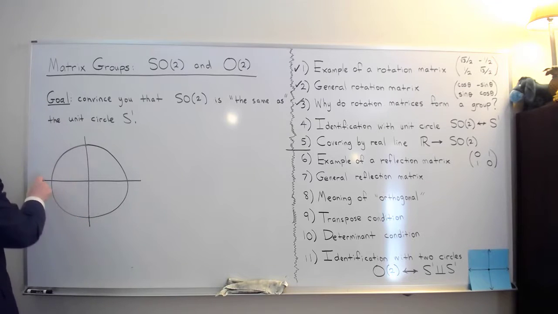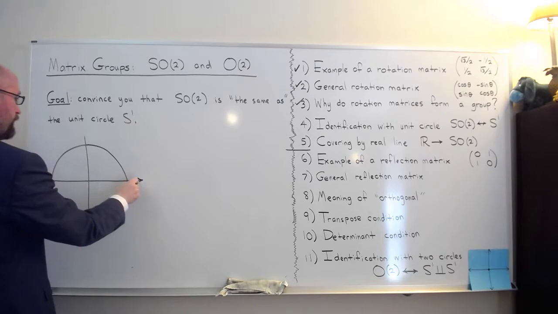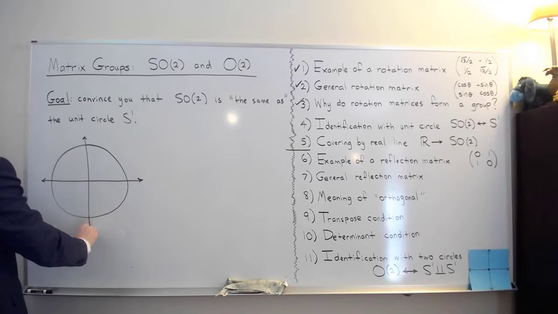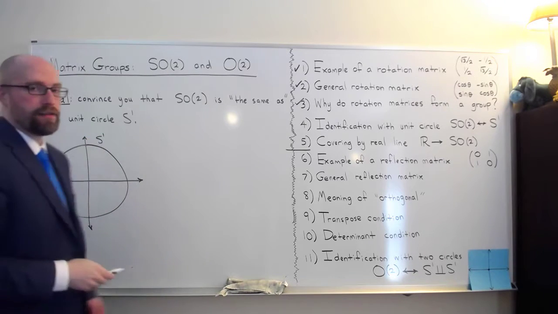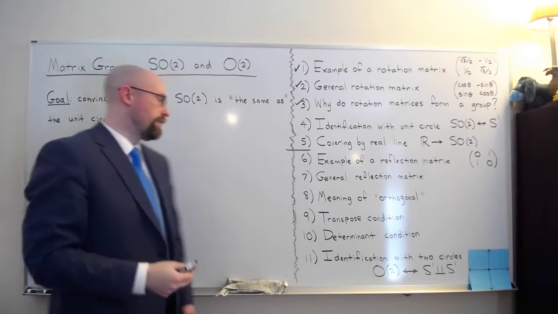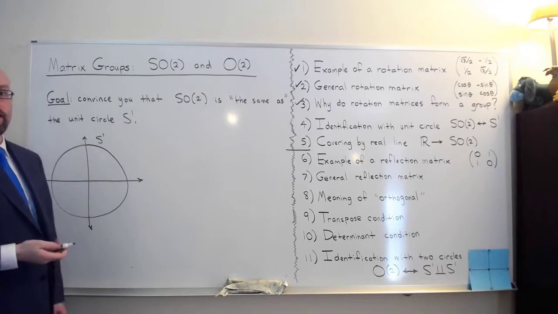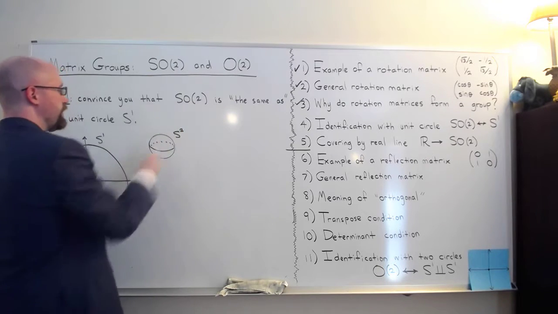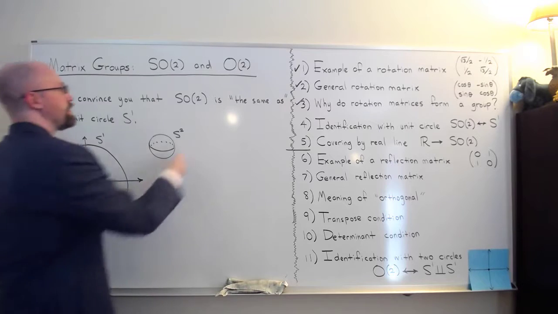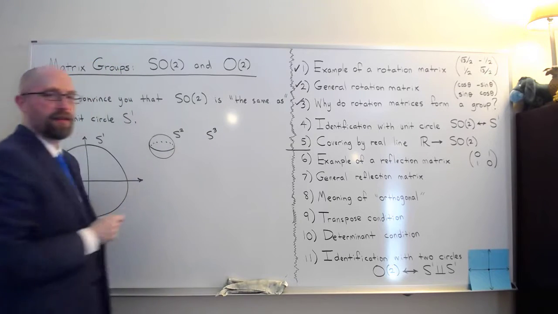It's maybe not the best unit circle I've ever drawn, but it will do. And so this is S1. S, by the way, stands for sphere in general, and 1 stands for one-dimensional. For instance, S2 would be the two-dimensional sphere that you're used to. And then it's fun to think what S3 is.